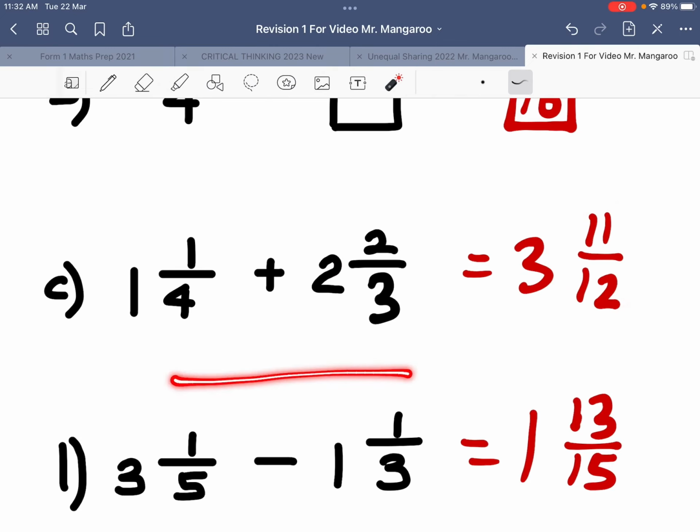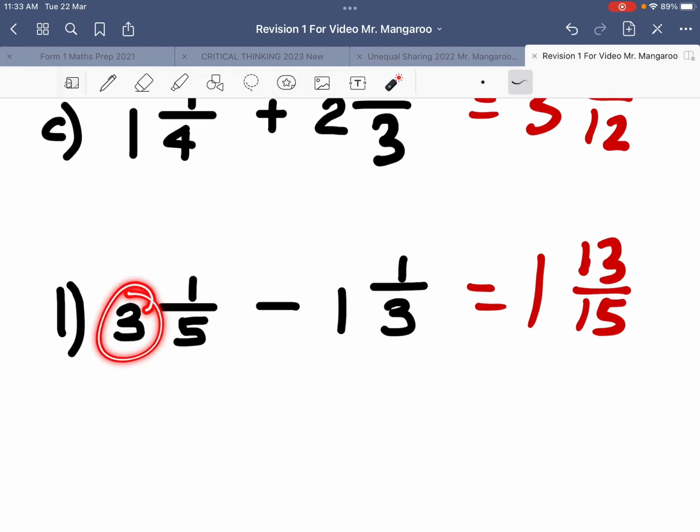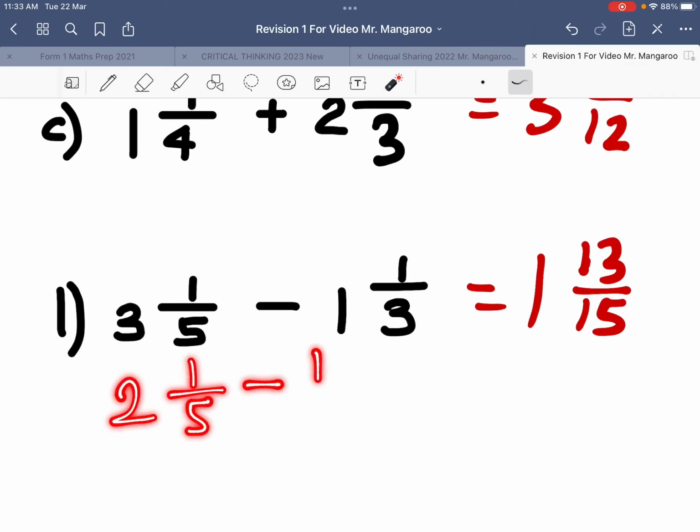Right? If we use the denominator of 12, LCM of 12, we can say 4 into 12 is 3. 3 times 1 is 3. And then we can say 3 into 12 is 4. 4 2s are 8. So 3 plus 8 is 11. Next we have 3 minus 1 is 2. So that will leave us with 2 and 1/5 minus 1/3.